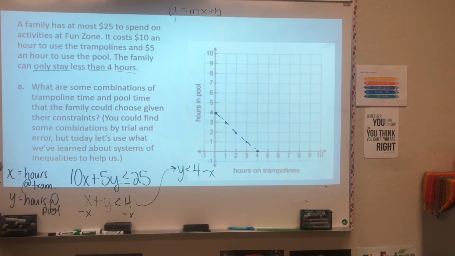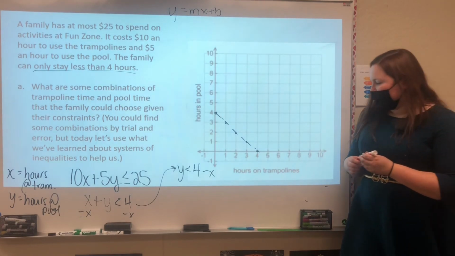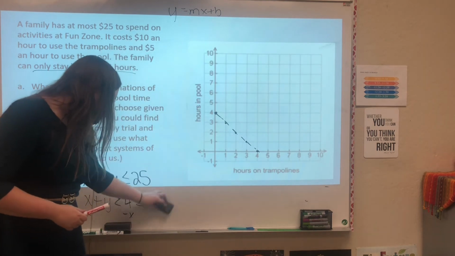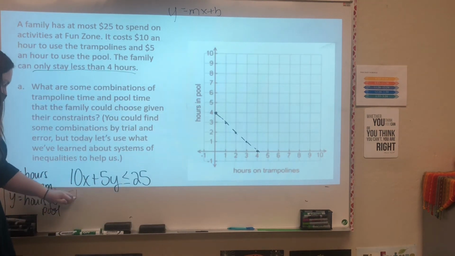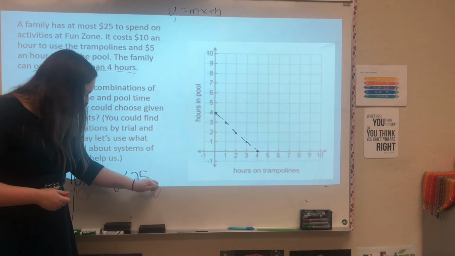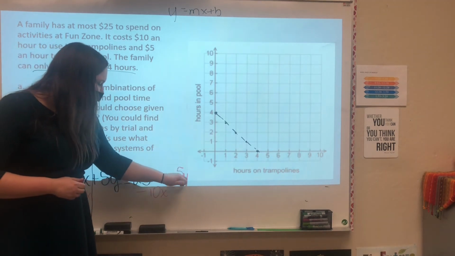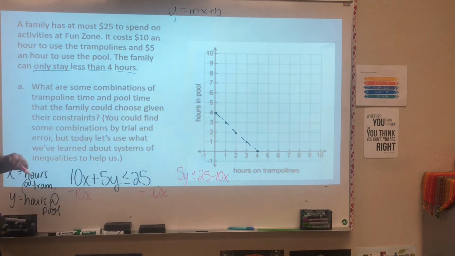The second one, you need to get y by itself again. So you need to subtract 10x on both sides. What's that leave us with? 5y is less than or equal to 25 minus 10x. Love it. And then you need to get rid of the 5 from the 5y.